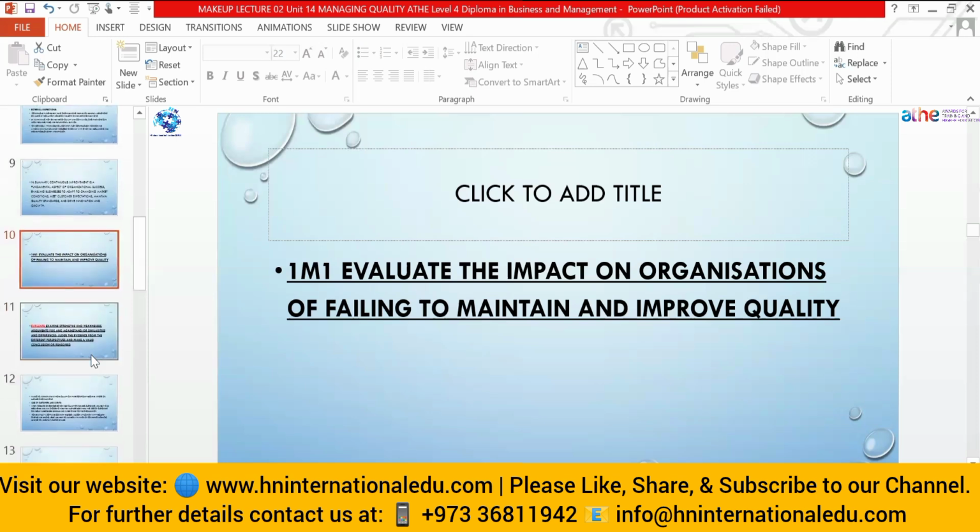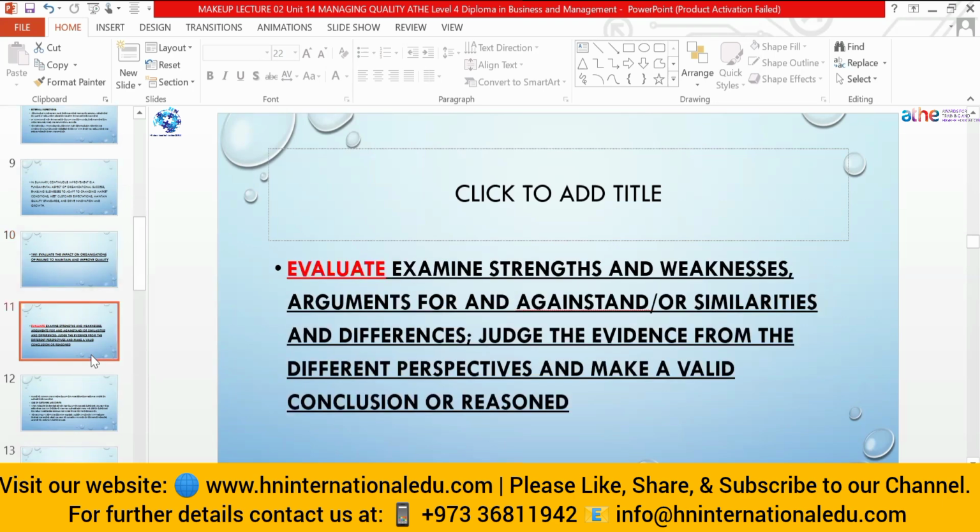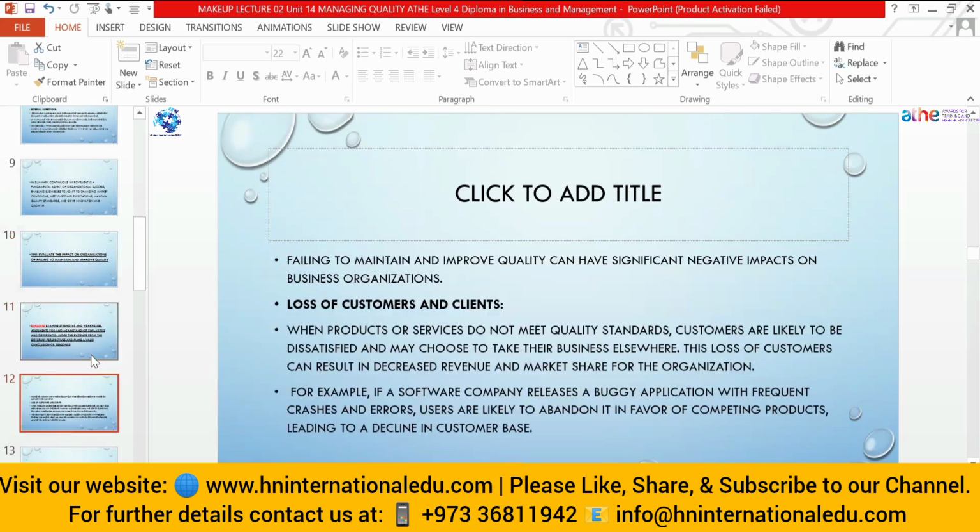Okay. Then we have 1M1, the merit part. The command verb here is evaluate. Evaluate the impact on organizations of failing to maintain and improve quality. We are going to work on organizations which are at a saturation period, that is, they're improving their quality as well as maintaining it, that is, maintaining the standards at one line.